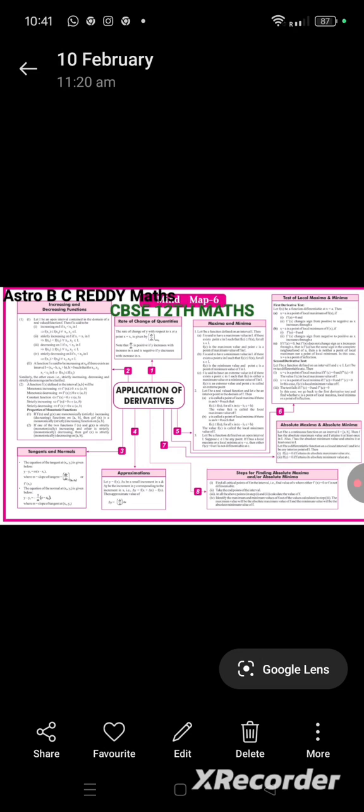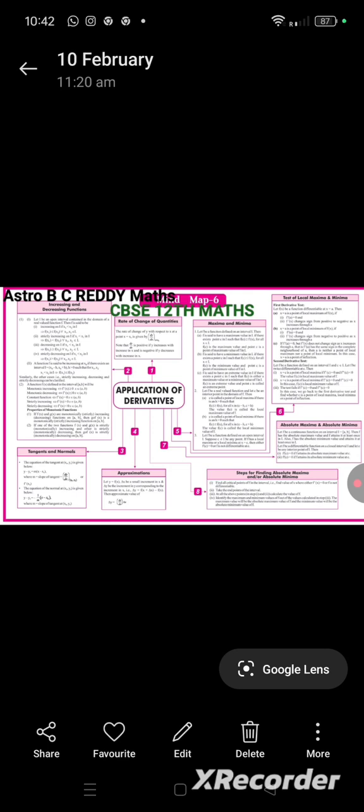Now, tangent and normals. The equation of the tangent at x0, y0 is given below: y minus y0 equal to m of x minus x0. Now m is nothing but the slope of the tangent, dy by dx. The equation of the normal at x0, y0 is given by y minus y0 equal to minus 1 by m into x minus x0, where m is the slope of the tangent at x0, y0.